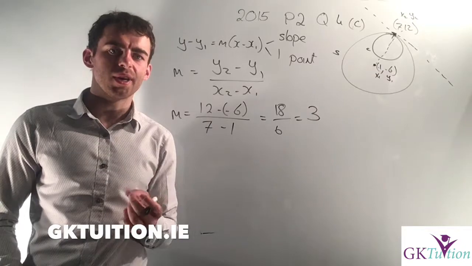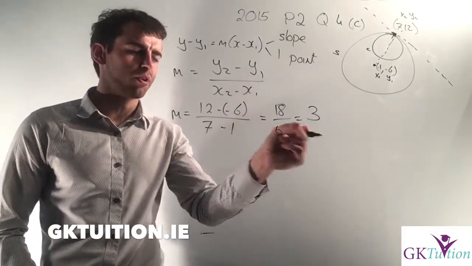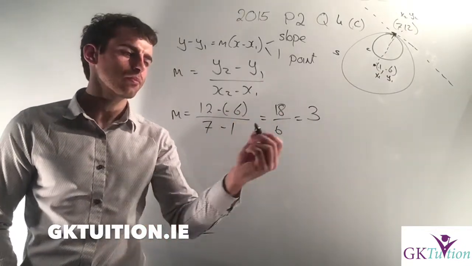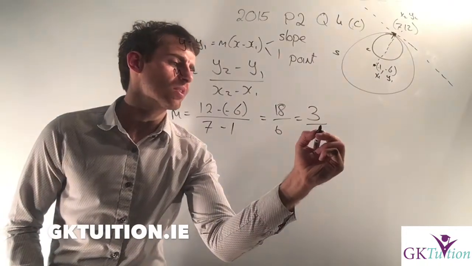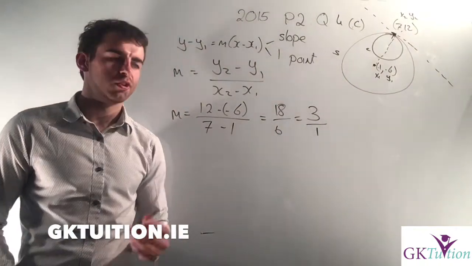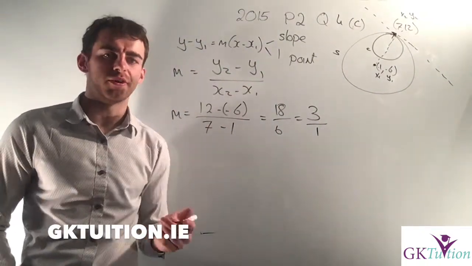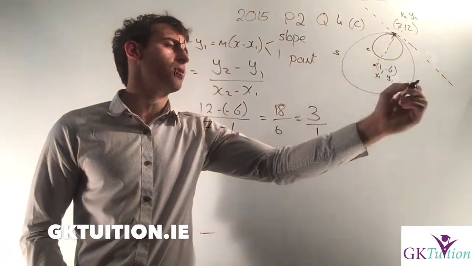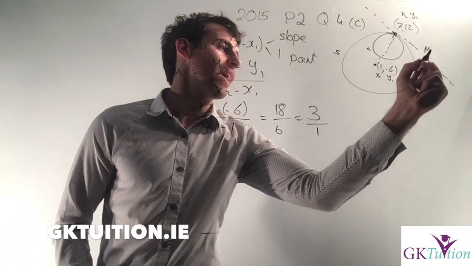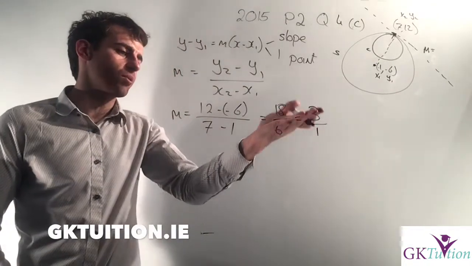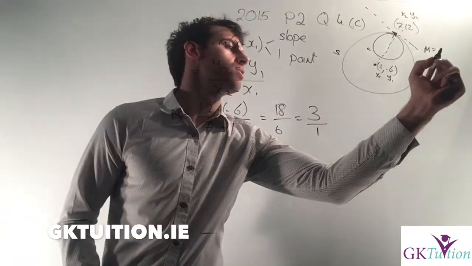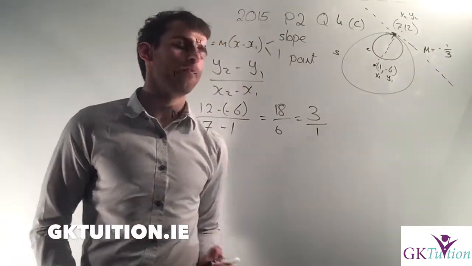Now to get a perpendicular slope, you get the reciprocal of this and you change the sign. So remember, this slope is the slope 3 over 1. So the reciprocal of 3 is 1/3. So I know the perpendicular slope, or in other words, the slope of my tangent is, I get the reciprocal of this and I change the sign, so my slope is minus 1/3.